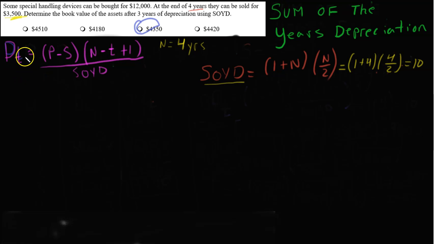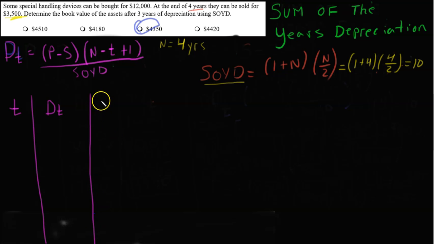So before we start calculating our depreciation at specific years, we're going to have to make a nice table. Our first column will be the time. Our second column will be the depreciation at time t. And our last column will be the book value. So book value is the actual present worth of that item, for accounting or bookkeeping purposes, at time t. So we know that our P equals 12,000 and our S equals 3,500.